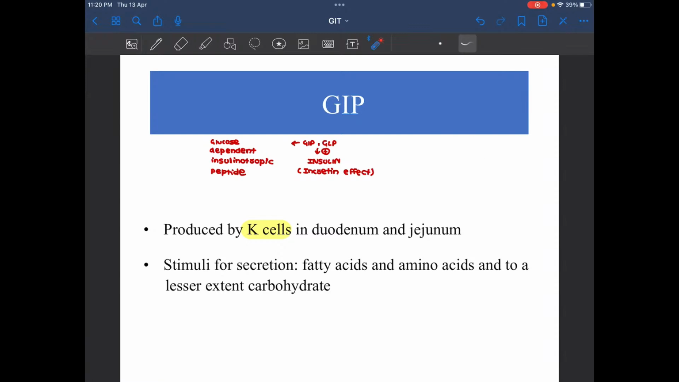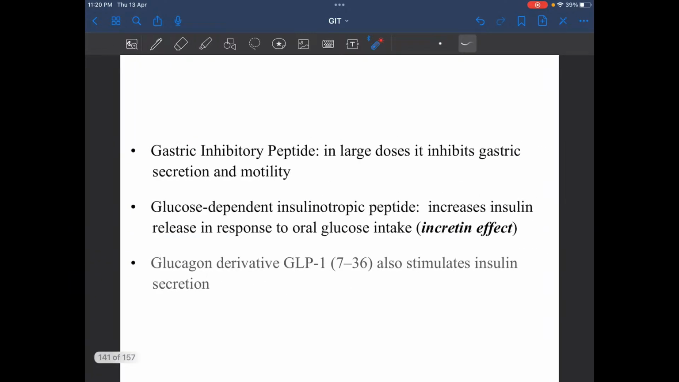It has many different names. The thing that I want to remember, it's also known as GIP, that is gastric inhibitory peptide, meaning it's going to inhibit your gastric acid secretion. And its other name is glucose dependent insulinotropic peptide.